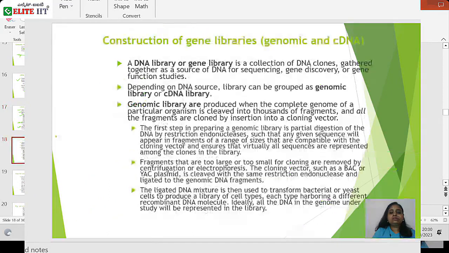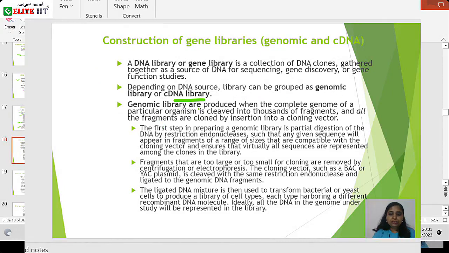Now, construction of gene libraries. A DNA library or gene library is a collection of DNA clones gathered together as a source of DNA for sequencing, gene discovery, or gene function studies. So these are the purposes for which we need a DNA library. Depending on the DNA source, a library can be grouped as a genomic library or a cDNA library.